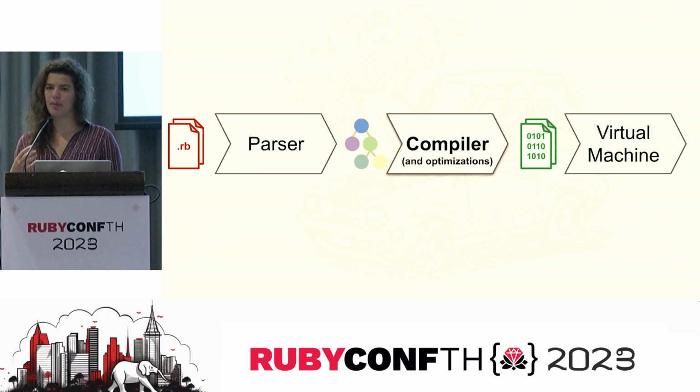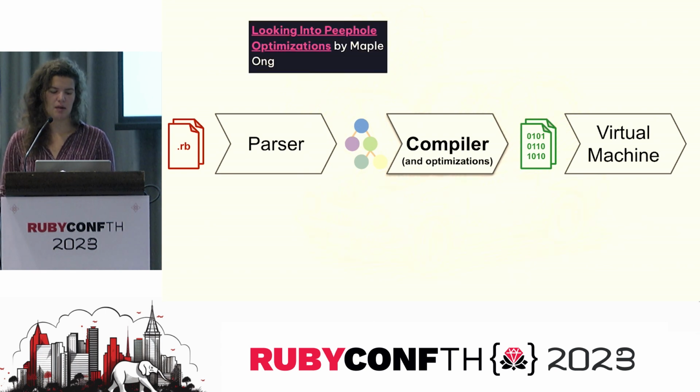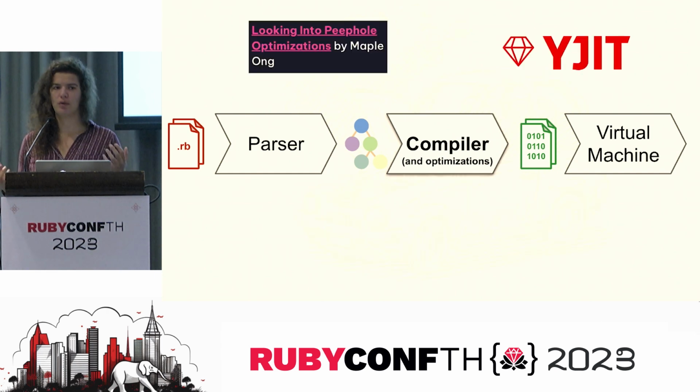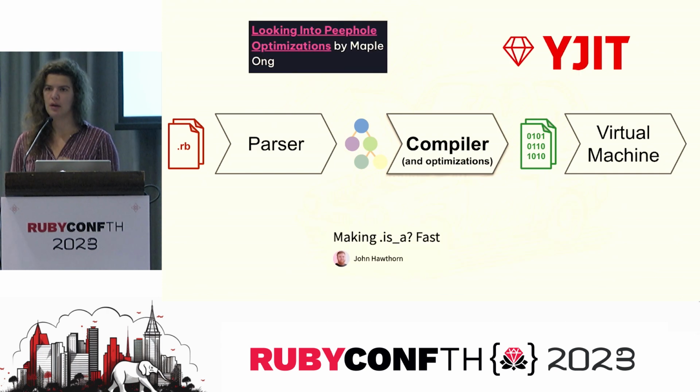So this step is really the compiler and optimizations, and you can drill down more into here, learn more about JITs or certain optimizations. In fact, there are a few talks I would recommend that go into this. Maple Ong gave a talk last year, 2022, at Uruko called Looking into Peephole Optimizations, which was one class of optimizations here. There's a ton of work on YJIT, a ton of resources to read about or code to read or things to learn there on some more compiler optimizations. John Hawthorne gave a talk at RubyConf Mini last year about making ISA fast, and he talked a bit more about the compiler and optimizations here.